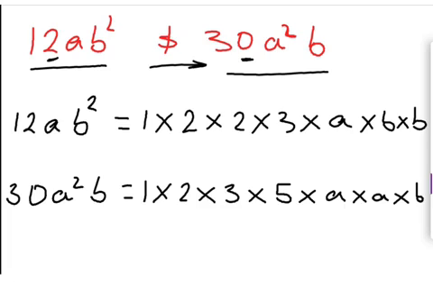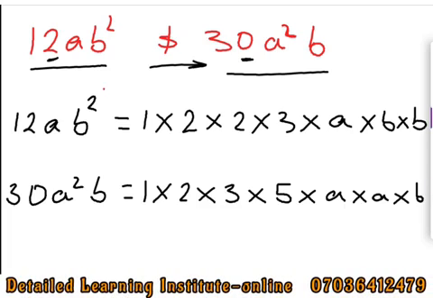I said to find the highest common factor, go to the smallest number in your question, which is this, and look for the factors that will divide this number, 12ab squared, and give us the smallest possible result. At the same time, that factor will also be able to go into 30a squared b. Now let's look for that factor. For us to get that, we need to combine some of these factors together. So let's do that. Let's start with 2.